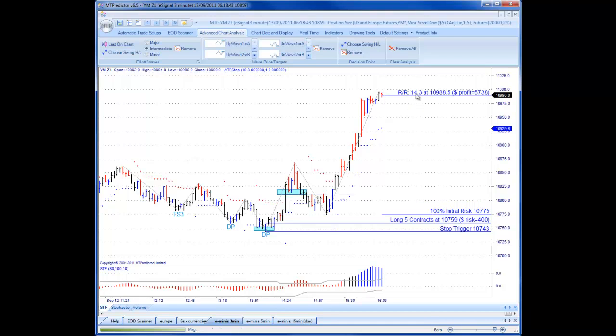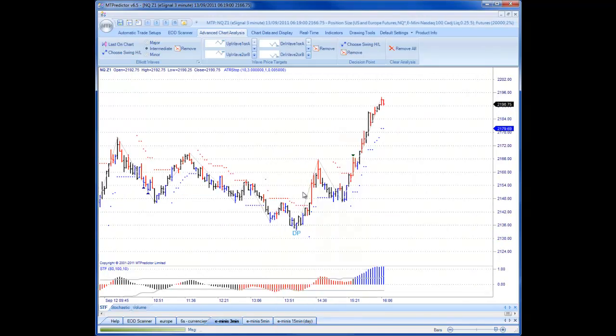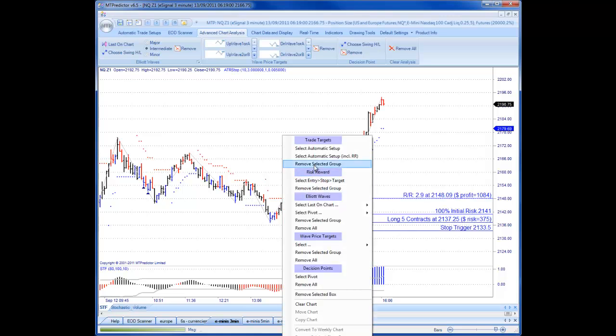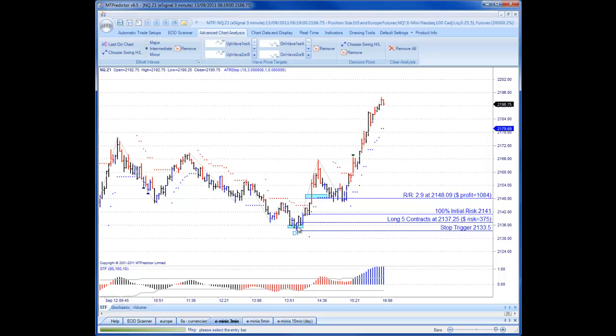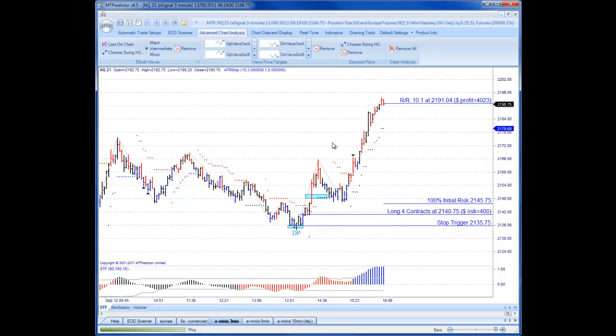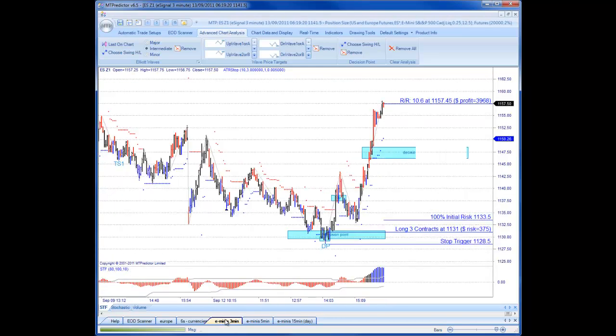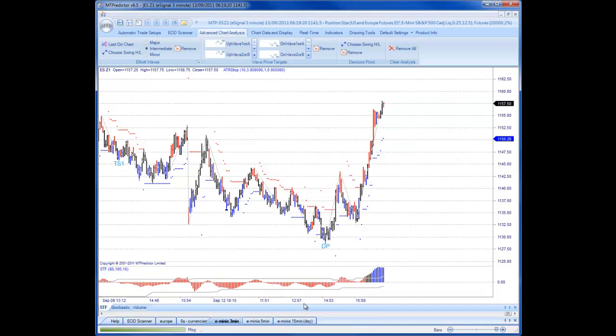This particular example would have been an even bigger trade at 14R. Yes, for an initial risk of approximately $400, the profit would have been approximately $5,700, so 14 times the initial risk. A brilliant trade. And also on the NQ, exactly the same thing. Here we are, long from the very low of the day for another brilliant trade. Again, another 14R trade.